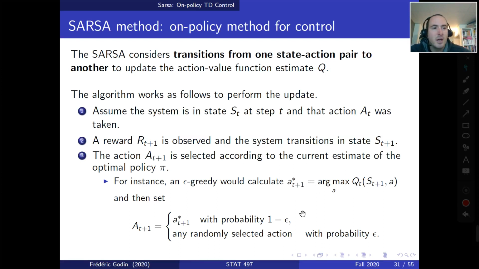Selecting the greedy action with probability 1 minus epsilon pushes the policy towards the optimal one, because recall the policy improvement is exactly that. Policy improvement entails finding the new policy which selects the greedy action with respect to the current estimate of the value function, and this is exactly what happens here. So the third step is the one which acts like the policy improvement step.